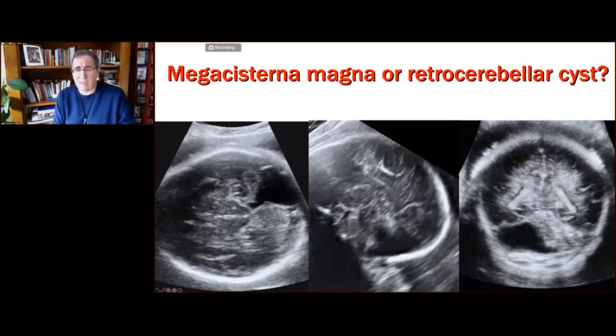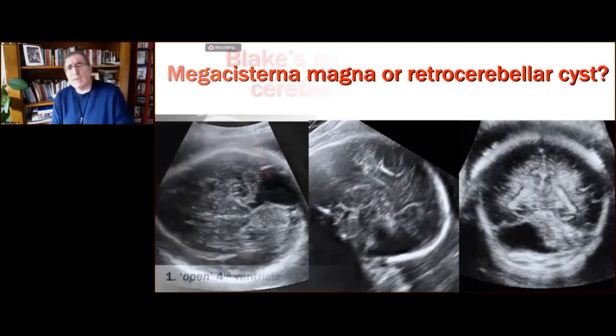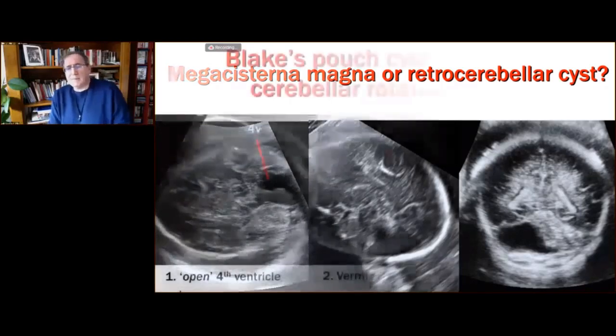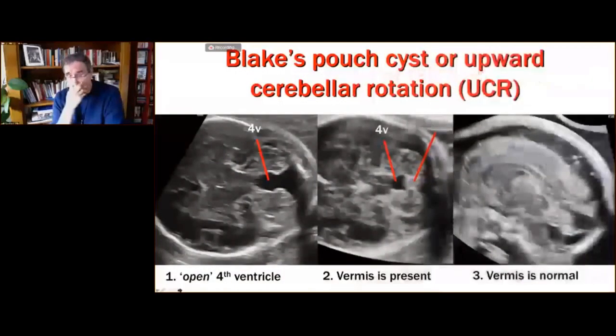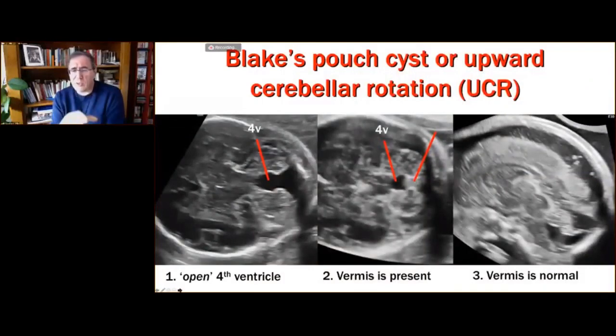This is, however, by far the most common abnormality that you will encounter in the second trimester of gestation when you're scanning the posterior fossa of a fetus. The common term in the obstetric literature is a Blake's pouch cyst. This is in the obstetric literature, of course, because in the neurology literature, the Blake's pouch cyst is a much different type of thing. Is a type of hydrocephalus. So using the term Blake's pouch cyst may be inappropriate.